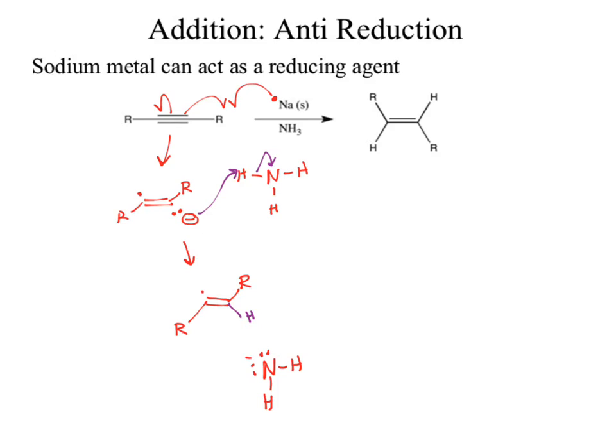Nitrogen can stabilize the negative charge better than the carbon. So nitrogen may be a horrible place to dump negative charge. That's why it's a bad leaving group. But it's a hell of a lot better of a place to dump negative charge than a carbon. Now what happens?